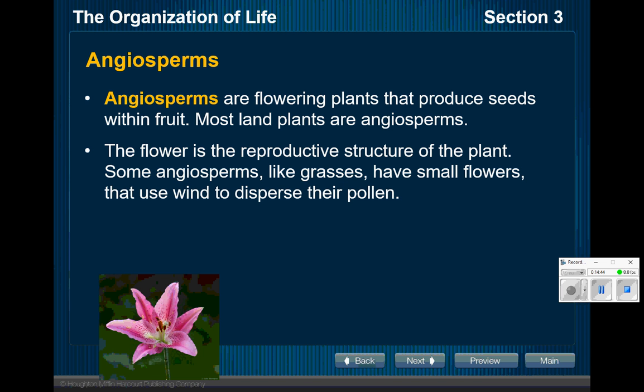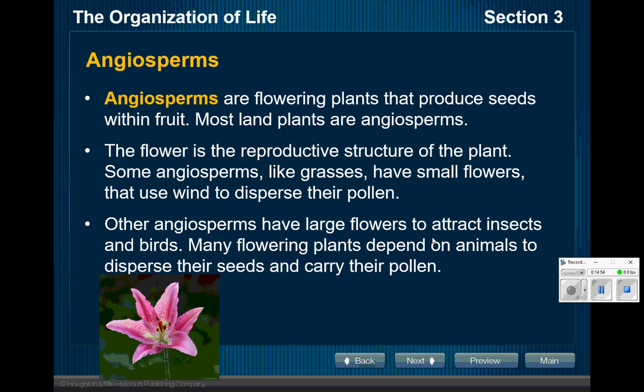The flower is the reproductive structure, and some angiosperms, like grasses, have small flowers that use the wind to disperse their pollen. Other angiosperms have large flowers that attract pollinators. That's the whole point of these petals, as a road sign saying, come here, pollinator, please, and carry off my pollen to another plant.